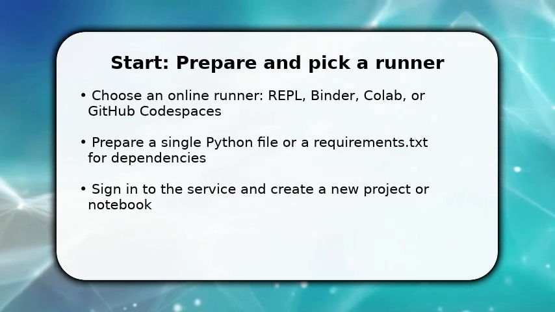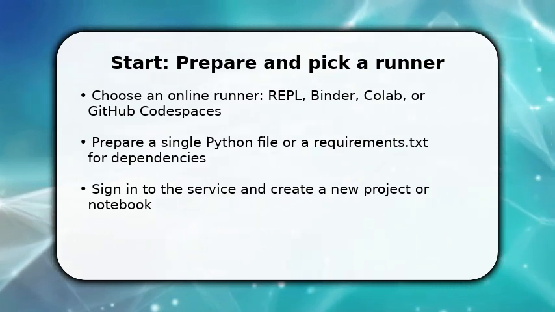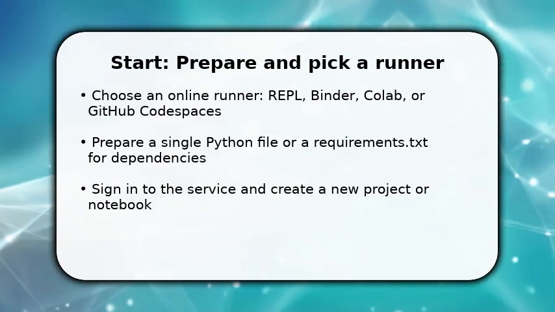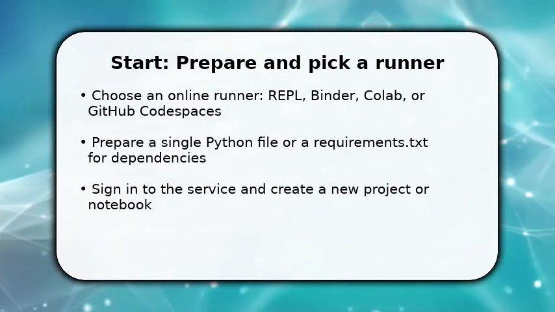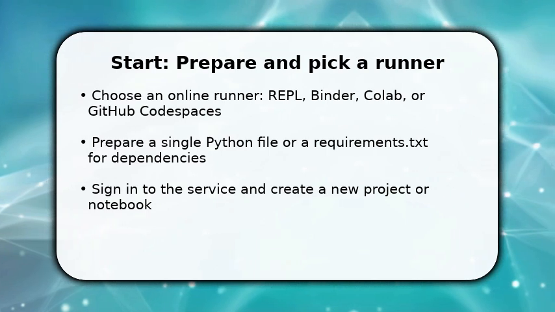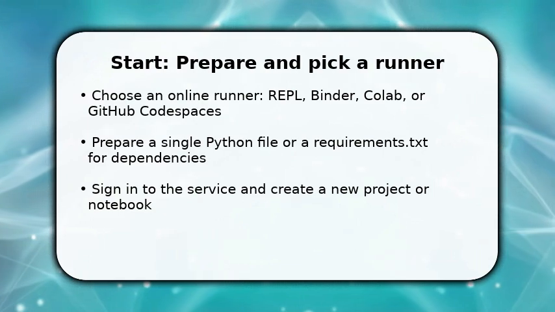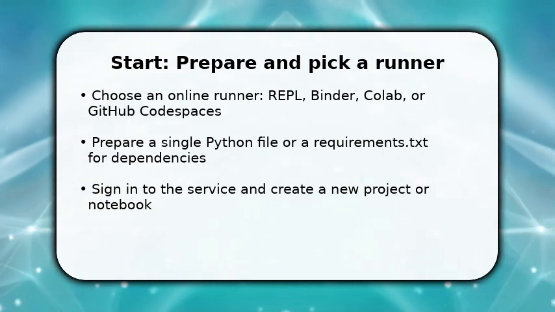Make sure to include a requirements.txt when you need third-party packages. This ensures the environment installs what your program needs. While uploading, check Python version options and select one compatible with your code. These first steps get you into a runnable environment fast.